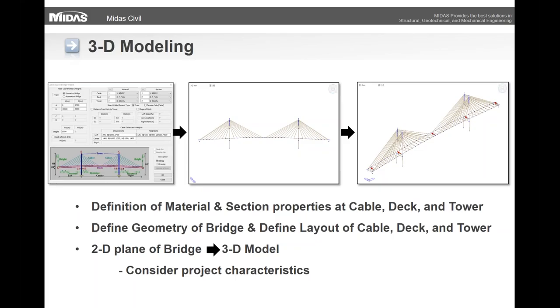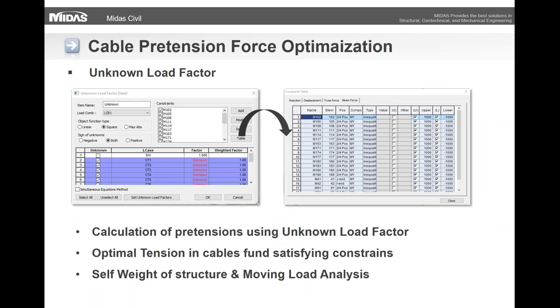And if your bridge is not symmetric, you can also create a 3D model really easily through the Midas table, just using the node and element functions to copy or paste, or using the project functions. You can get the 3D model really easily. I'm going to show you this one.